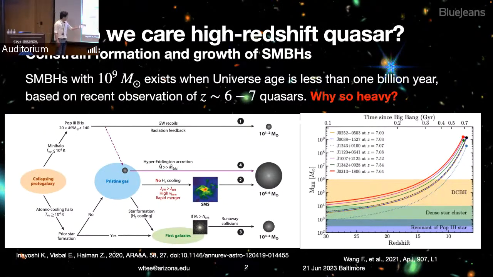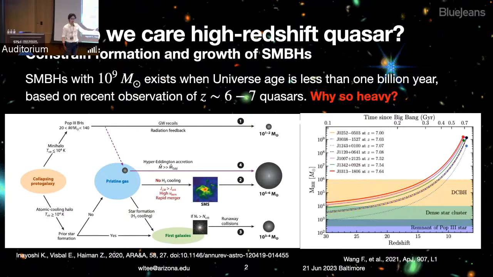On the bottom left, I show you some of the very popular theories trying to explain the growth of the supermassive black holes in the high-redshift universe. Since the discovery of the redshift 6 and 7 quasars, these overmassive black holes have raised issues on how the universe can grow such a black hole in such a short time. And why are they so heavy?